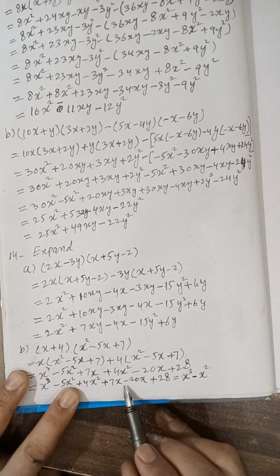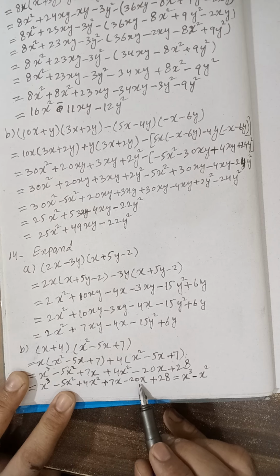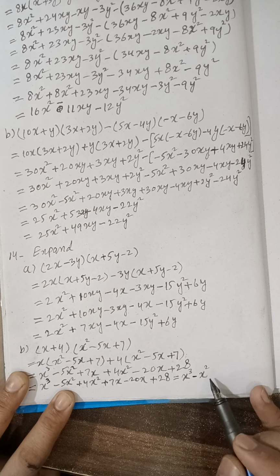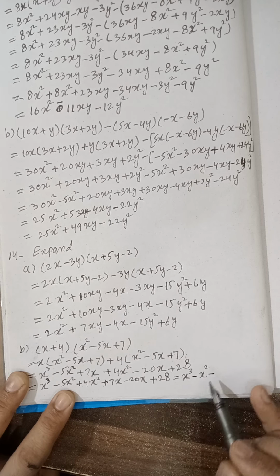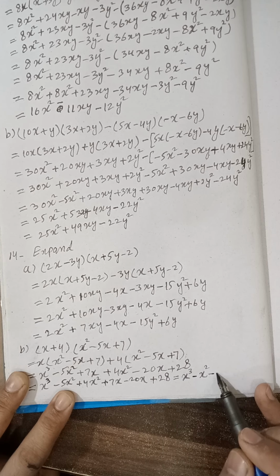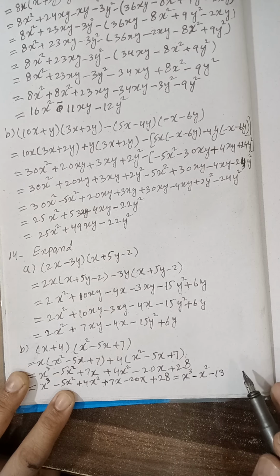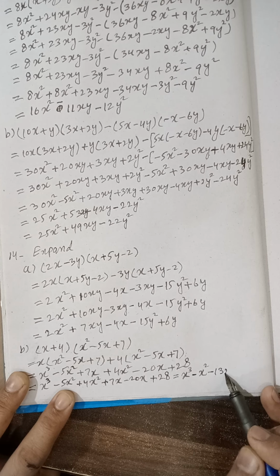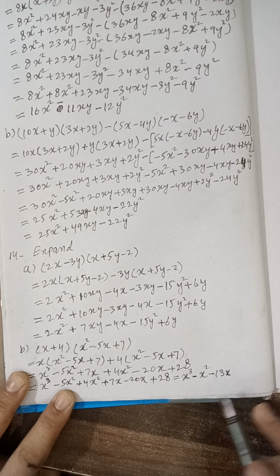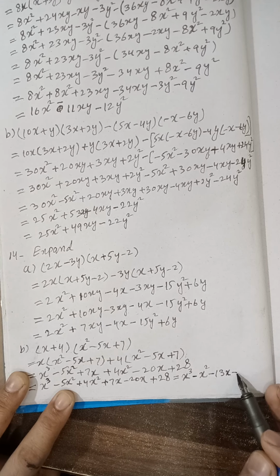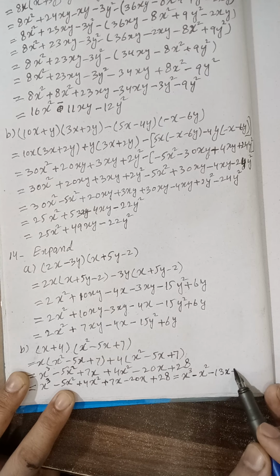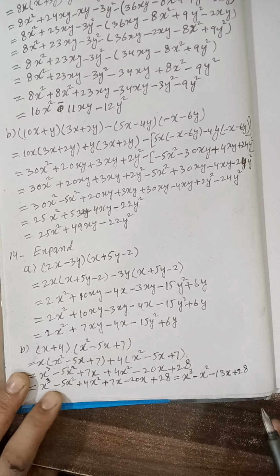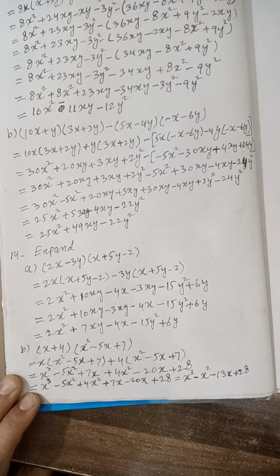Then plus 7x and minus 20x. From minus 20 you will remove plus 7, the answer will be minus because of the bigger term, and you will write here 13. After removing 7 from 20, the answer is 13x. Then plus 28, the last term, 28. Now there is no matching term, so this is the answer.